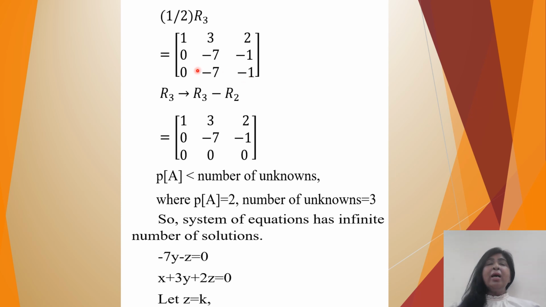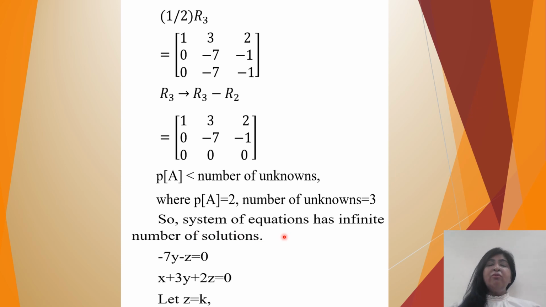Now you are seeing that R2 and R3 both are the same. So what I do, I apply the elementary operation R3 minus R2. Then entries of R3 become 0. Now you can see that this matrix gets reduced to the row echelon form. So number of pivots will give you the rank of the matrix. Here the pivots are 1 and minus 7. So 2 pivots are there and number of unknowns are 3. So 2 is less than 3.